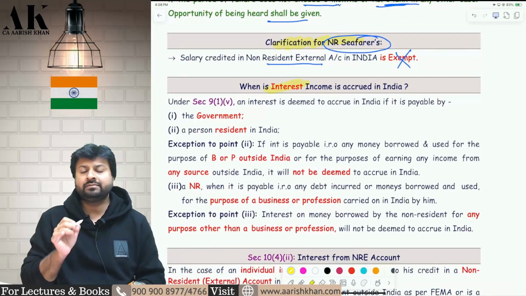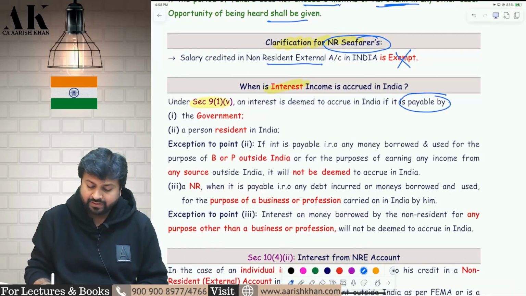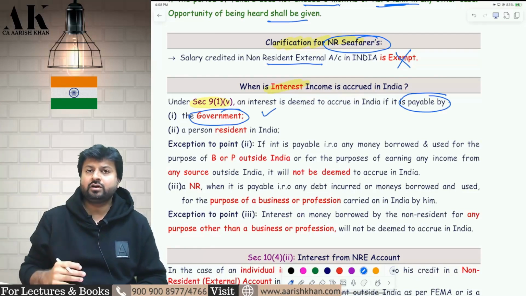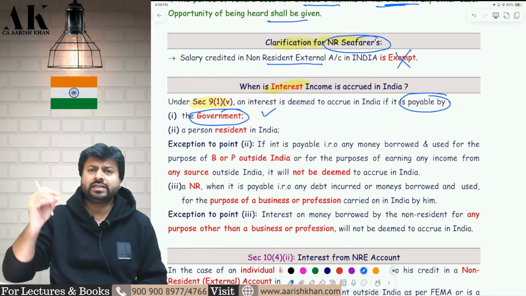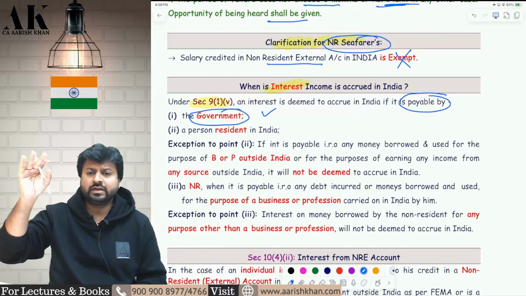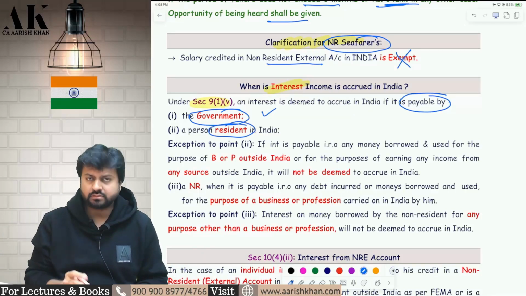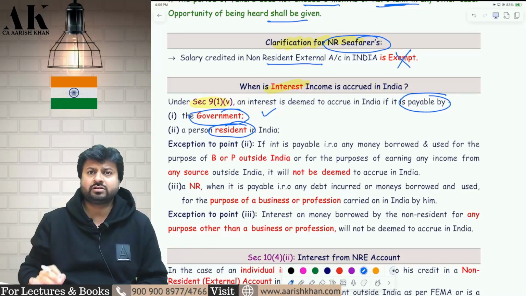The very first thing we need to understand is when interest income is accrued in India. That is given under section 9(1)(v), and it says that if interest is payable by government, then it is accrued in India. If the Indian government has taken a loan from somebody outside India, say from the World Bank, then that interest is accrued in India, because the Indian government will be making the payment to the World Bank. Similarly, if a resident in India takes a loan from a non-resident and makes a payment to them, then that is also accrued in India.